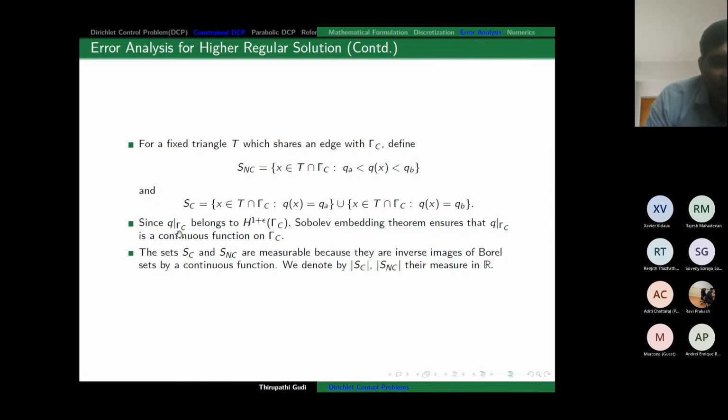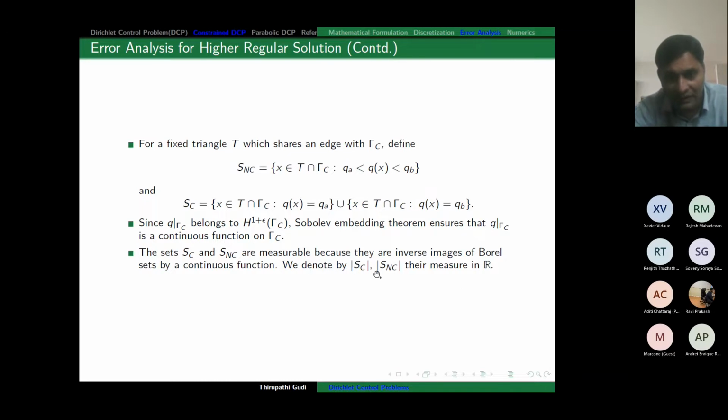Because we assume that Q is in H^(3/2 + epsilon), when you restrict to the gamma C, it loses some regularity. It becomes 1 plus epsilon. So it is a one-dimensional object, and then this will be continuous on the boundary. So these sets are all measurable sets, because these are all inverse images of the continuous function. Right. So they are measurable sets, and then we denote their measures SC and SNC.